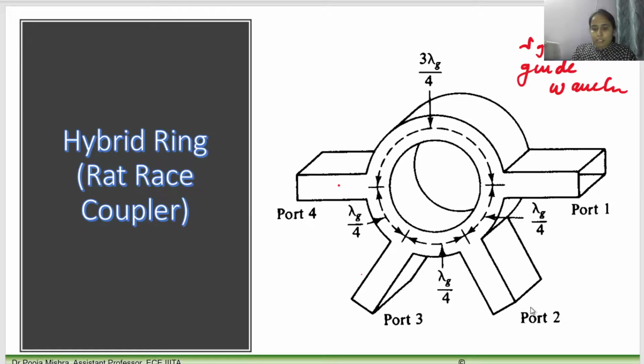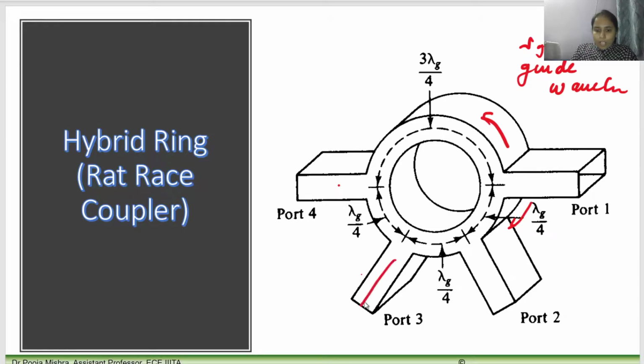Similarly, if you send a signal to port 2, it will appear from port 3 and port 1, and you will not get any signal from port 4. Why? Because the signal travels in the clockwise and the anti-clockwise direction, so two waves will be generated. Suppose you are sending a signal from port 1. One wave will move in this direction and another wave will move in this direction.